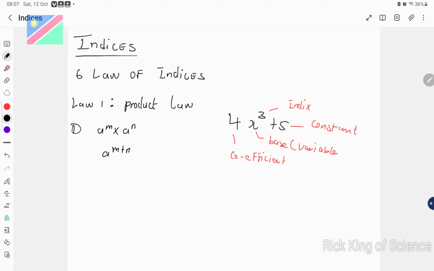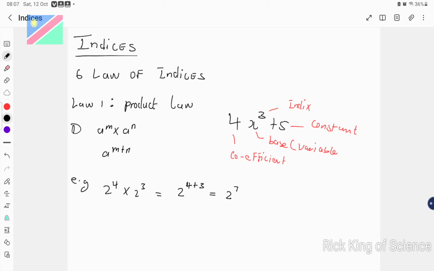Now, let me give you an example here. If you have 2 power 4 times 2 power 3, you are only going to take one base, since the bases are the same. Then 4 plus 3, then you will have 2 power 7. Are we together?